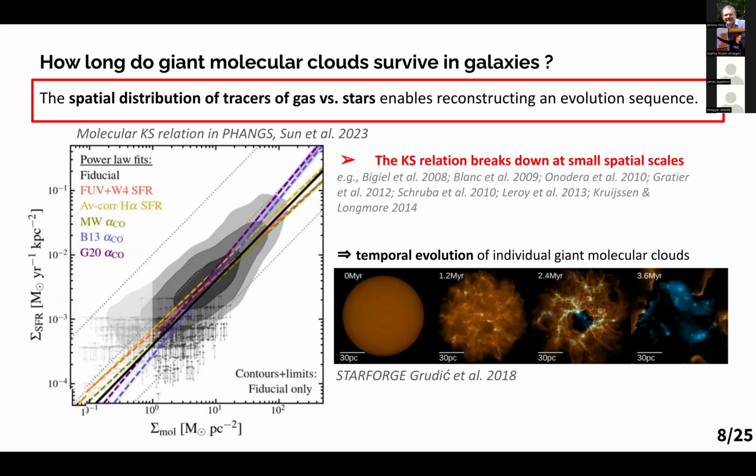I told you previously that this relation holds for many environments at different scales, but when we look at cloud scale, this relation is actually breaking down. And the reason for that is that the position on the Kennicutt-Schmidt plot that I'm showing here is going to depend on the phase of the evolution of the molecular cloud in which the cloud is captured.